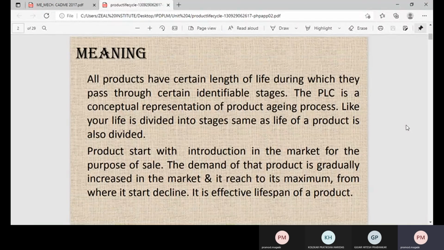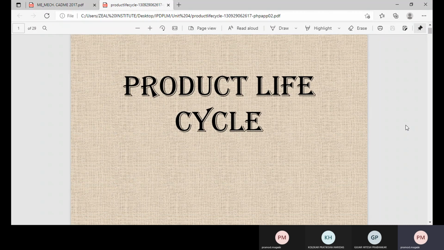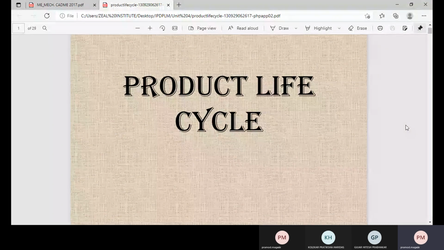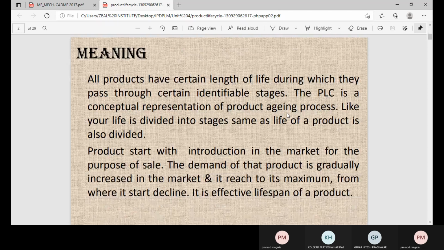Now see the meaning of a product life cycle. Have you written the title? Write it down, product life cycle, because this is a very helpful slide. Unit number 4, product life cycle management is the title, and we have learned the introduction of that. Now you can see here they have mentioned the meaning in systematic words, which I have told you.